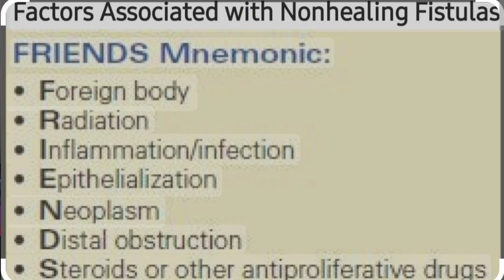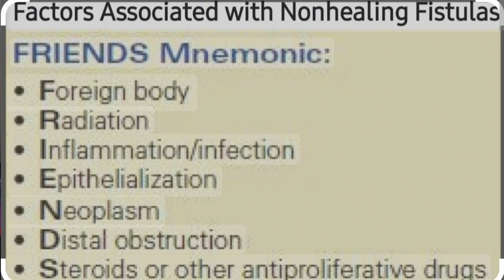FRIENDS. F stands for foreign body. If there is a foreign body in the area of the fistula, it will not close off. R stands for radiation. If the patient received radiation in the past or has ongoing radiation therapy, for example, if they have cancer of the intestines. I stands for inflammation, that is irritation or infection.